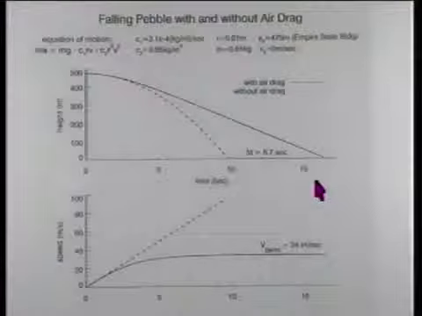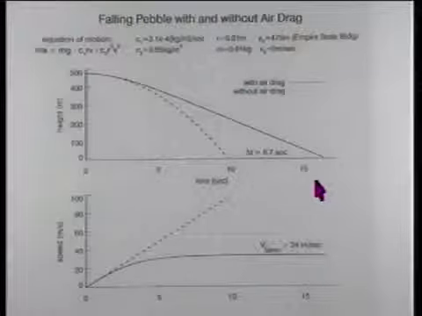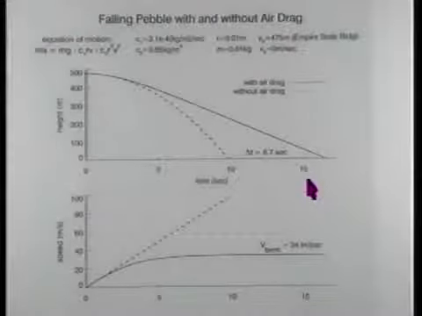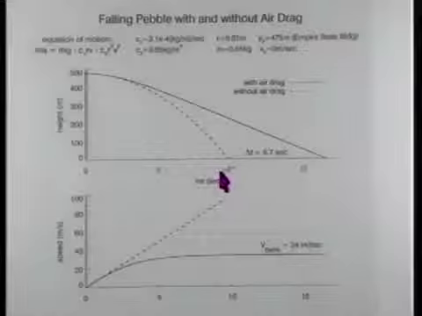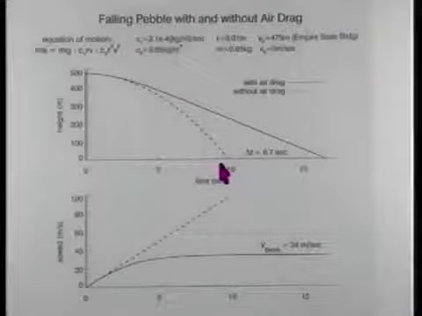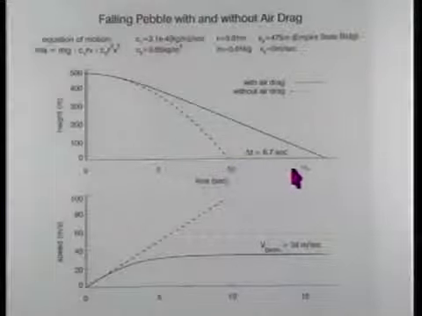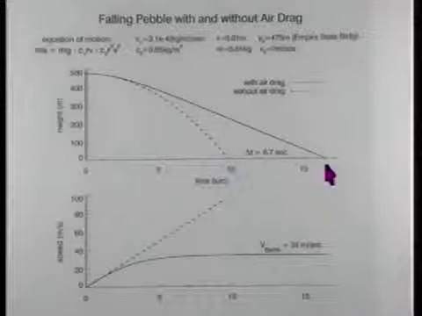So now you see the Empire State Building, which has a height of 475 meters. So that's where you start at t0. This is 1 second, 5 seconds, 10 seconds, 15 seconds. And if there had been no air drag, it would hit the ground a little less than 10 seconds. But now it will hit the ground more like 16, 17 seconds.